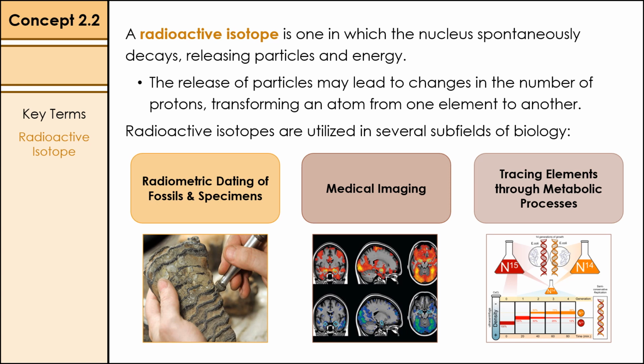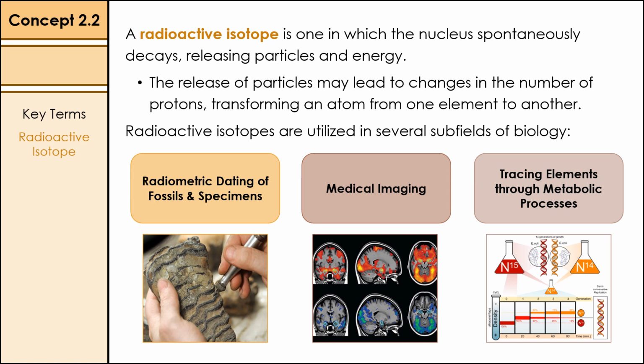We use isotopes to perform what we call radiometric dating. So radiometric dating allows us to determine the absolute age of a specimen by looking at the amount of carbon-14 that it has. We can use it in medical imaging, so we can inject radioactive substances into all the different parts that we want to look at, and when we look at it using some specialized technology, we can see changes at that level that we would not be able to see without the radioactivity present.